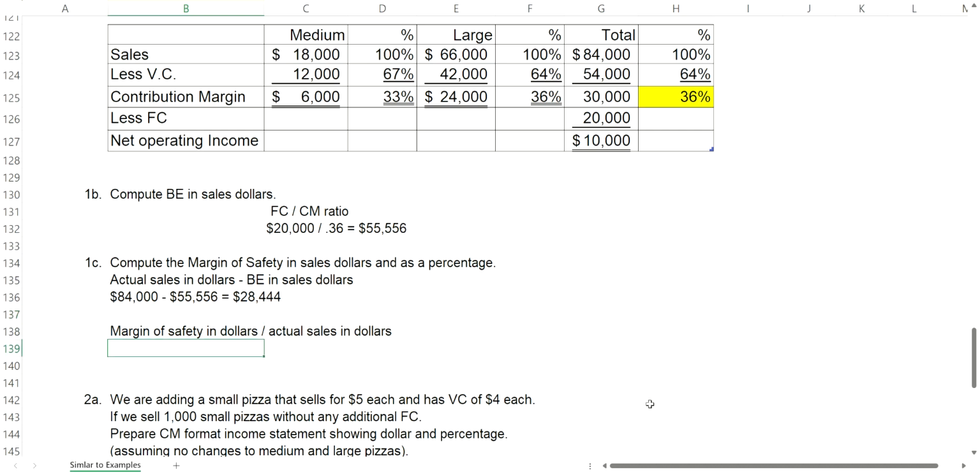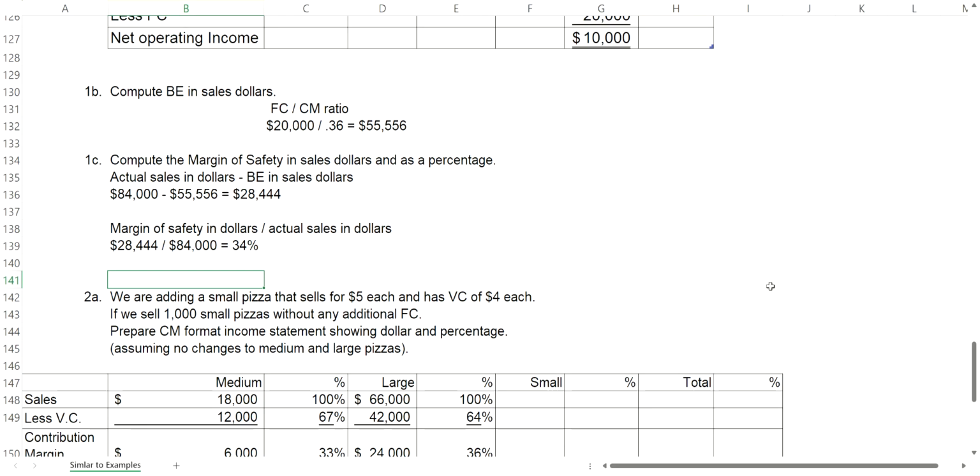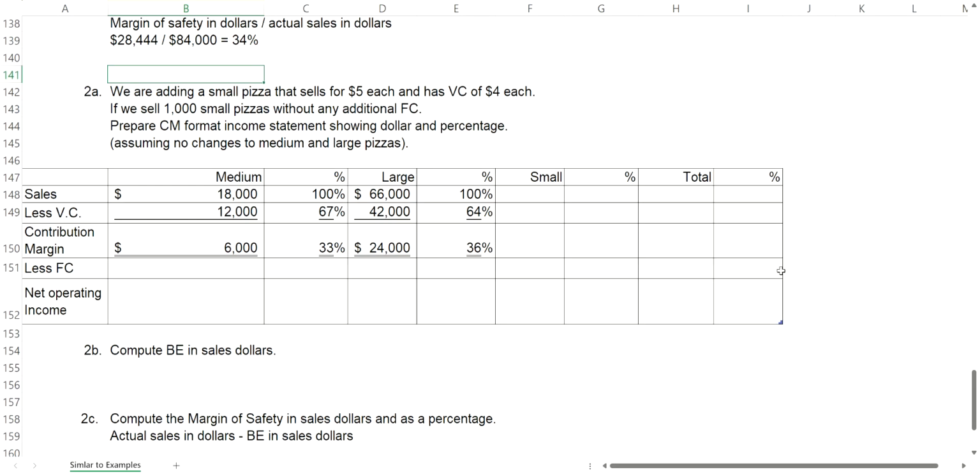To get it as a percentage, we'll take my calculation in sales dollars, a margin of safety of $28,444, and divide it by the total sales, which is $84,000. And that gives you 0.34 or 34%. So that means you are 34% above break even.